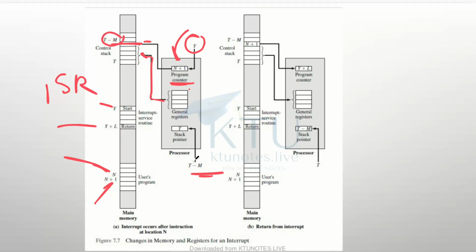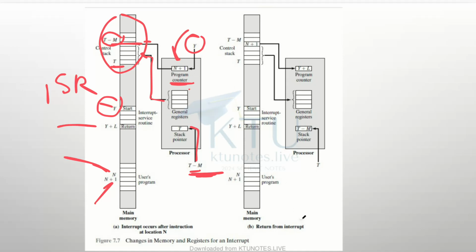T minus m. So after interrupt occurs, first what we are going to do is that the program counter n plus 1 value, that is the next instruction's address, and the general registers, we are going to store in our stack. That is what is happening here. The stack initial pointer was t. Now we have stored up to t minus m. So the new stack pointer becomes t minus m, and the new program counter value would be what? This ISR address, that is this y would come.